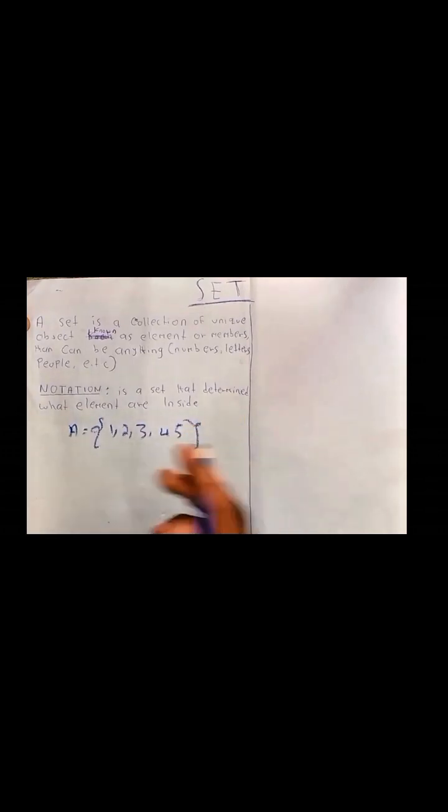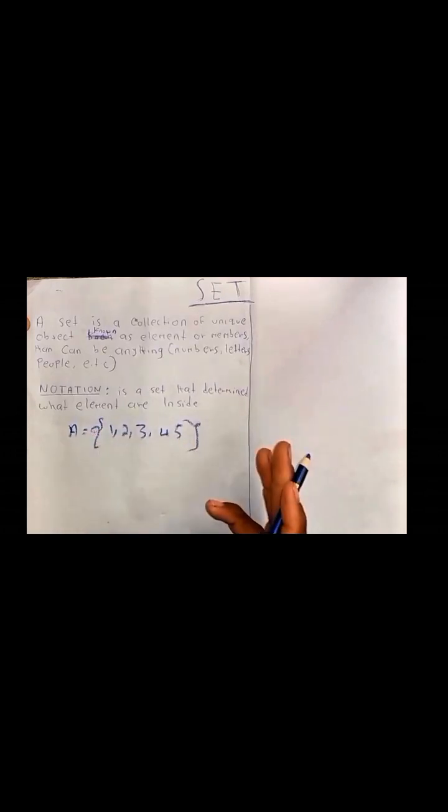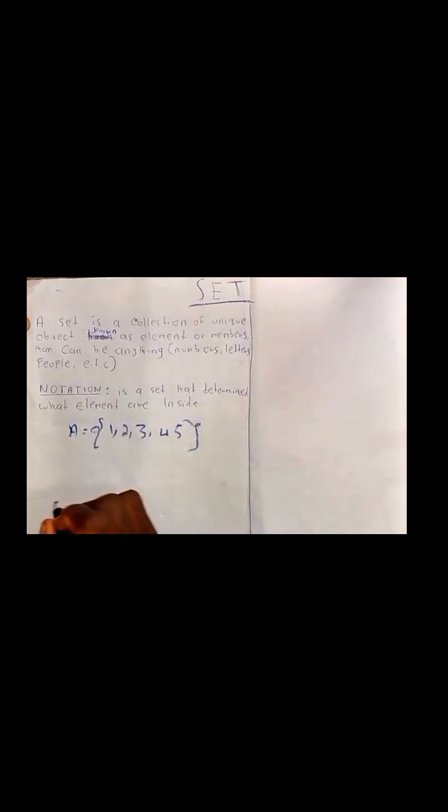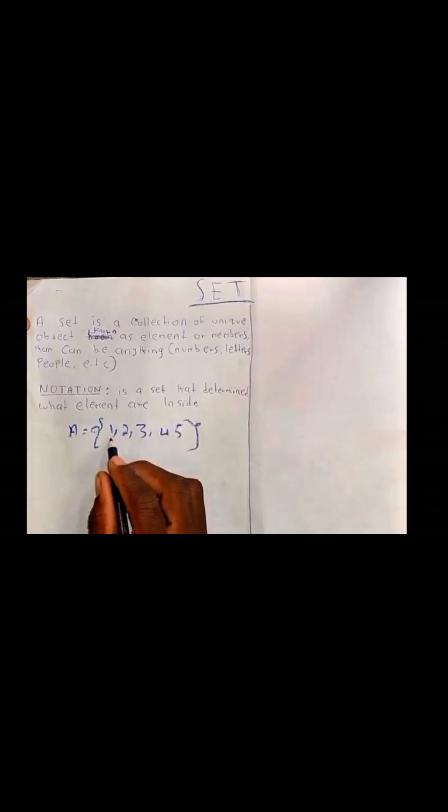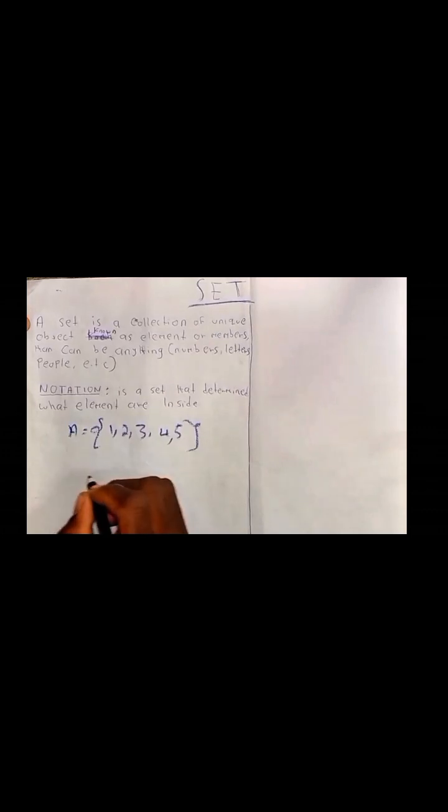What are the elements inside A? The elements are numerical. So this numerical is the notation of the set, and we have our numerical values. So {1, 2, 3, 4, 5} is a set containing numbers 1 through 5. It means a set containing numbers 1 to 5 in series.